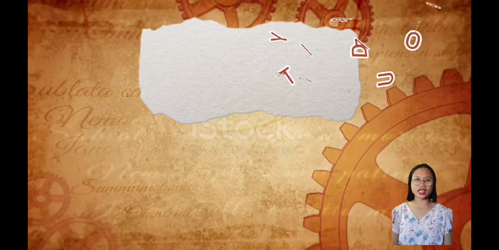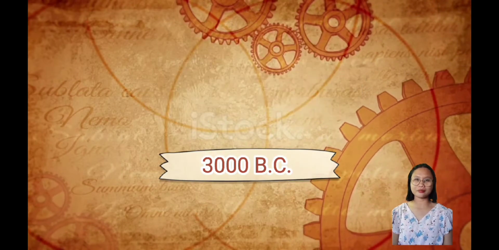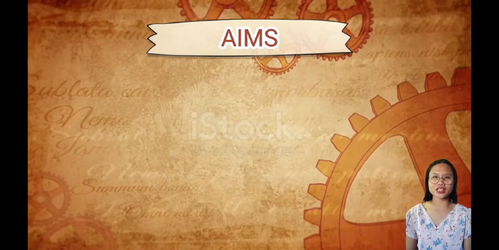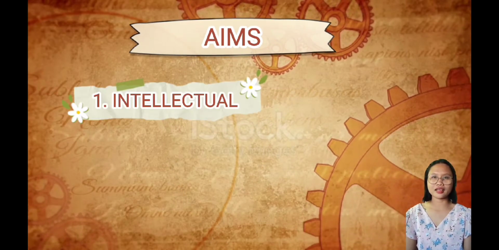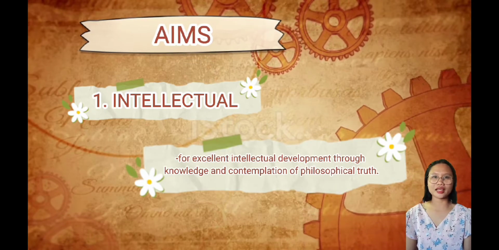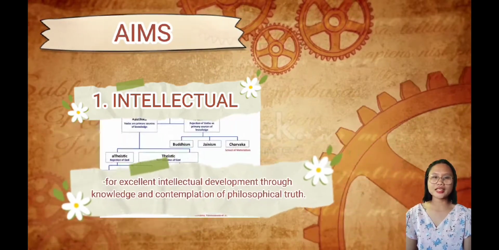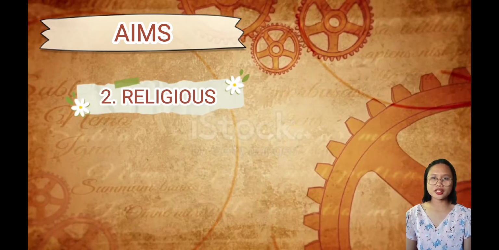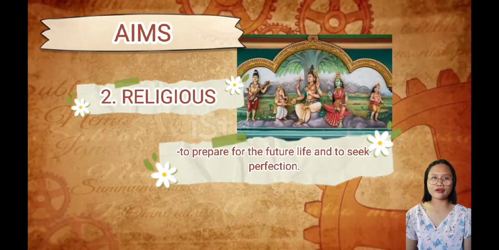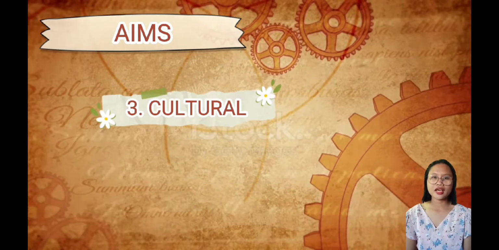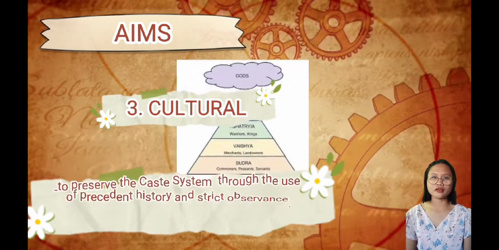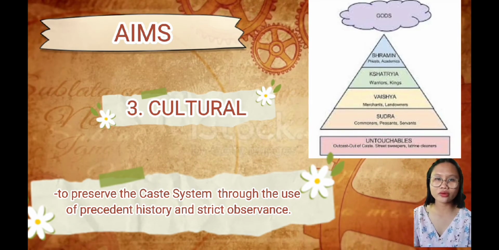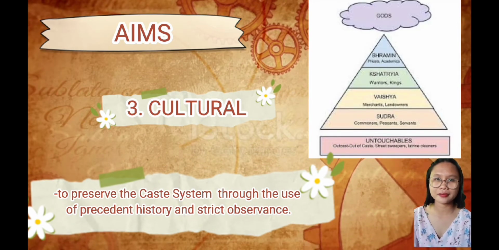Early Hindu education around 3000 BC. The aims of early Hindu education were intellectual, for excellent intellectual development, knowledge and contemplation for philosophical truth. Religious, to prepare for the future life and to seek perfection. Cultural, to preserve the caste system through the use of precedent, history, and strict observance.